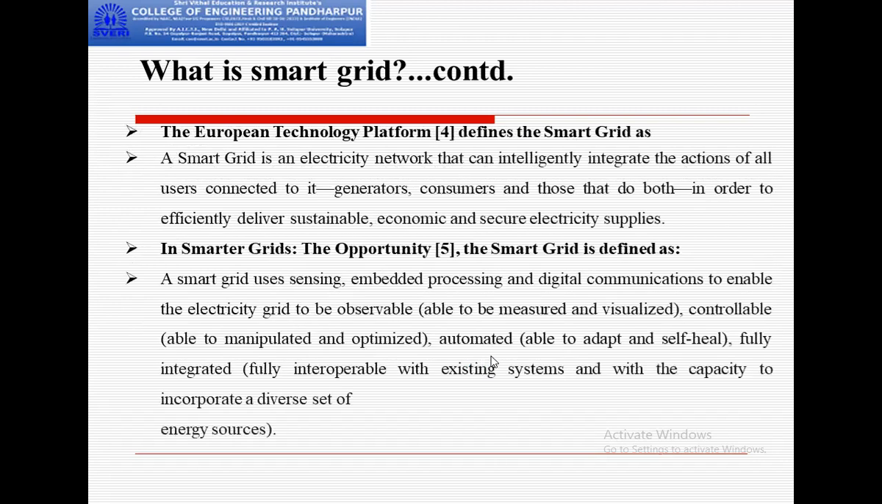Next one. So again, you can see how many definitions of smart grid there are. Many societies have their own definitions.